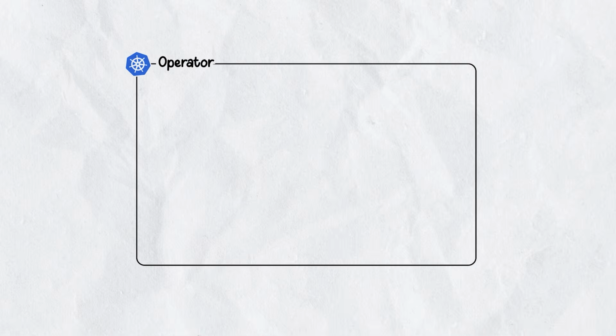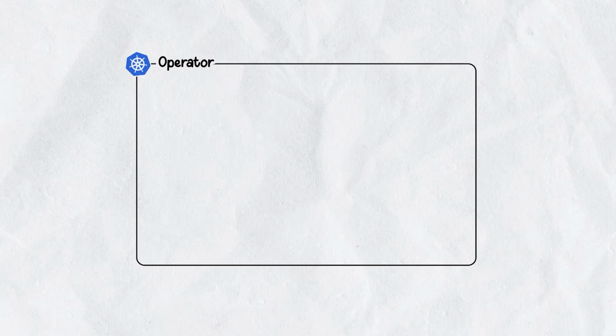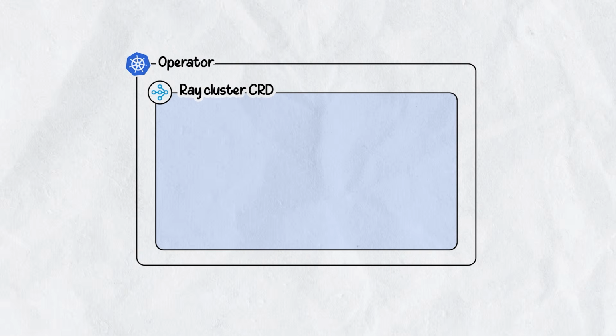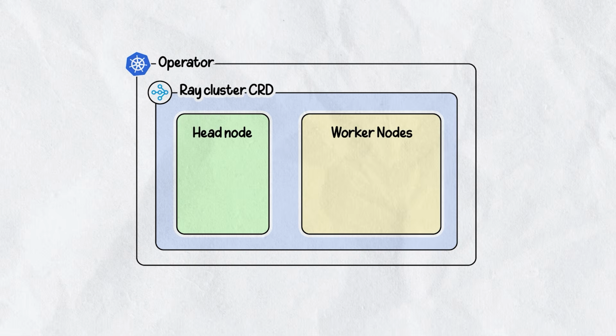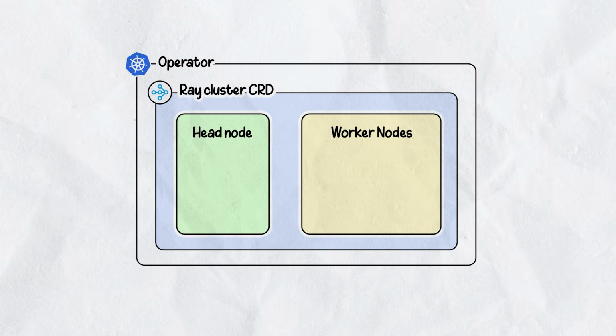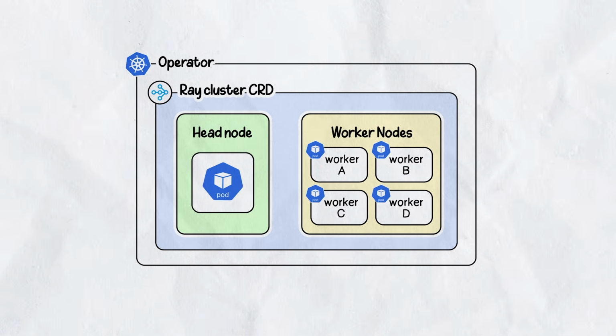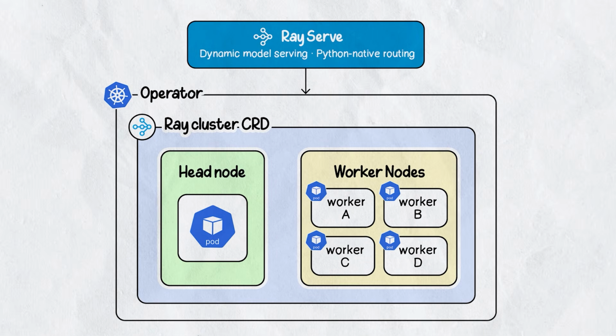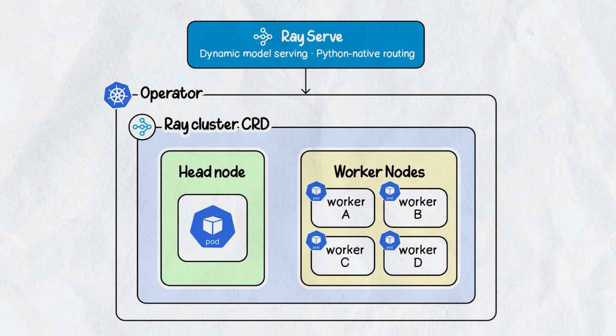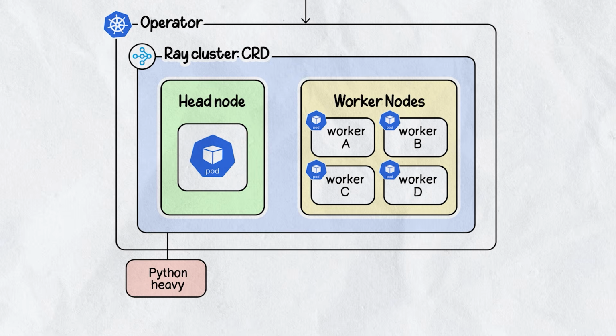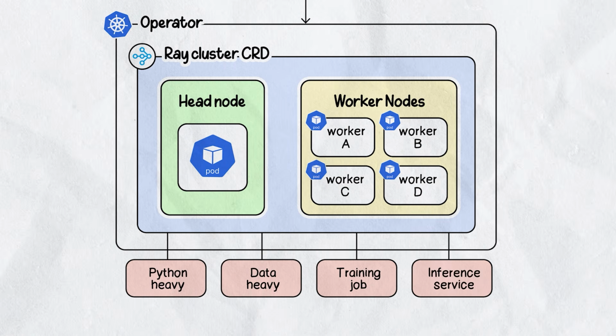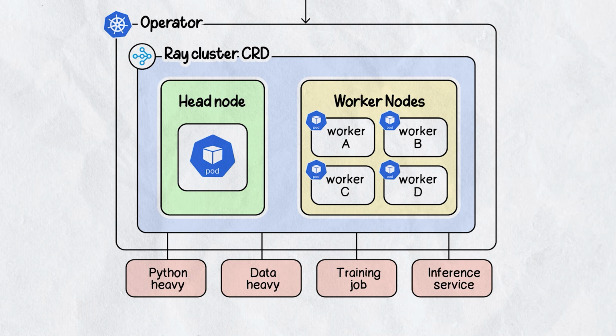It runs on Kubernetes via the KubeRay operator, which registers a Ray cluster CRD. It describes a head node and worker nodes. Here, the KubeRay operator creates and manages the pods, and Ray Serve sits on top for dynamic model serving with Python native routing. So if your workload is Python heavy, data heavy, and doesn't fit neatly into a training job or an inference service, Ray is another tool that can fill the gap.